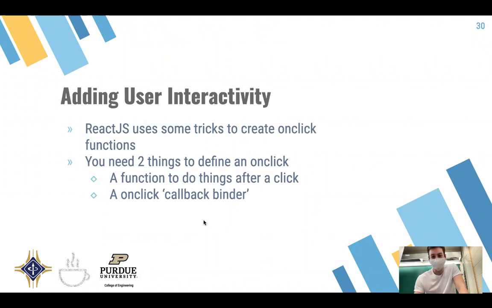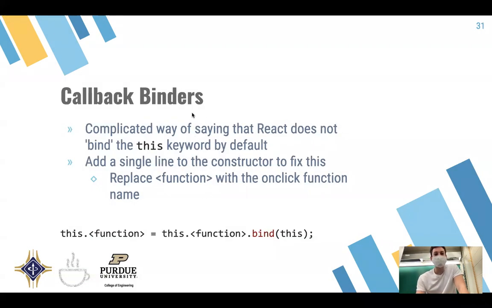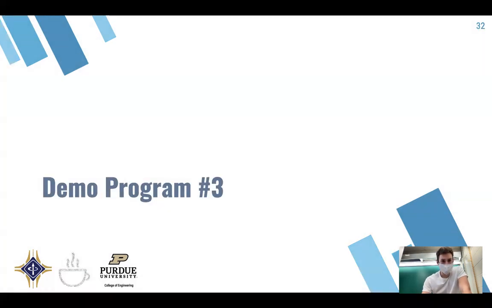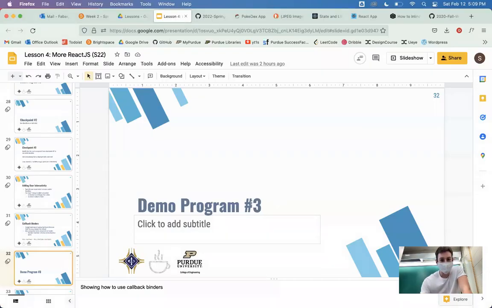This is something specific to React, and it's because React does not bind the this keyword by default. So we need to do that for it. This is an example of a callback binder. What's happening is we're getting a function, and then we're binding the scope within that function to the scope of the class, or the scope outside the function, if that makes sense. That way you can use this.state and this.props within your function. If you didn't do it like this, you wouldn't be able to do that. You'd have to pass props and state as variables. So that's callback binders. And then here's an example.